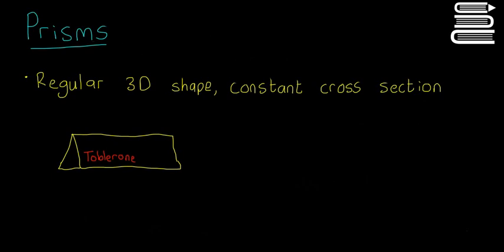So here in this quick video we're going to talk about prisms. You might not have heard of prisms before, but they're not too hard at all. A prism is a regular 3D shape with a constant cross section. So what does that mean?